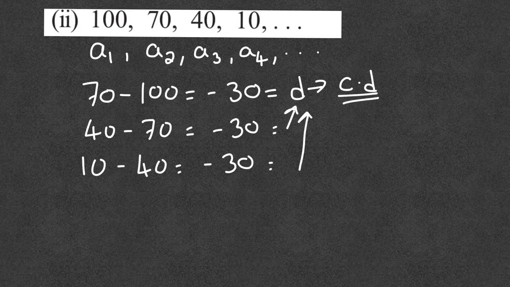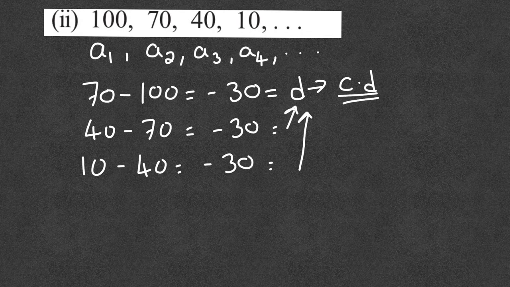So, what are the two things that we need to know to form an arithmetic progression? We need to know the first term and we need to know the common difference. Then we will be able to generate further terms for the arithmetic progression.